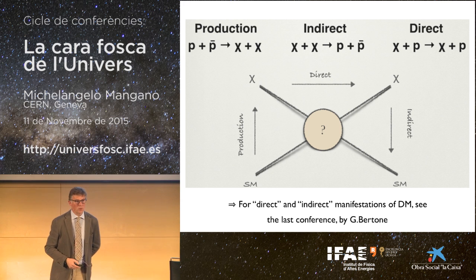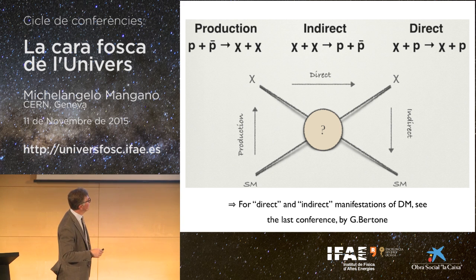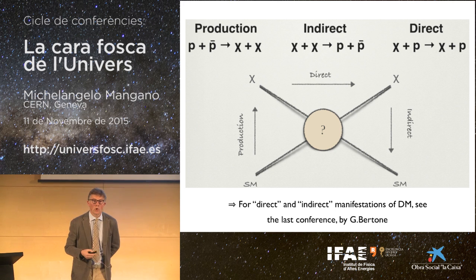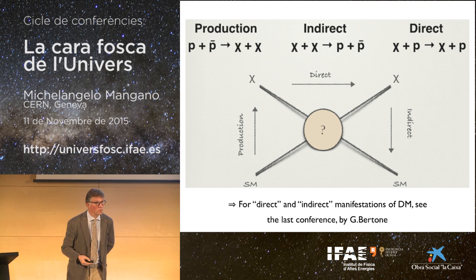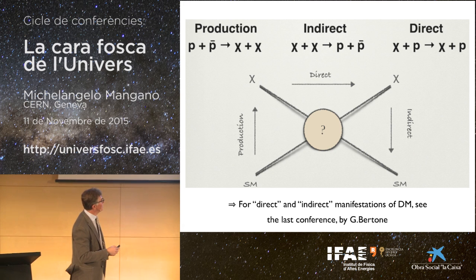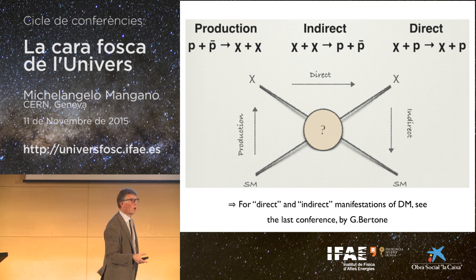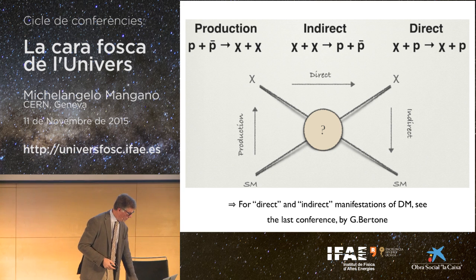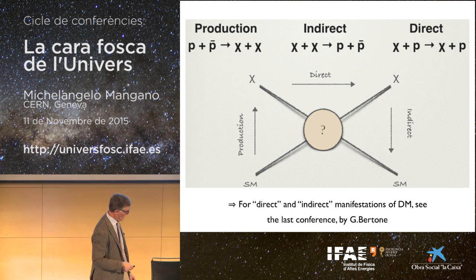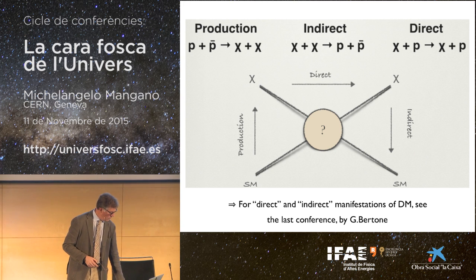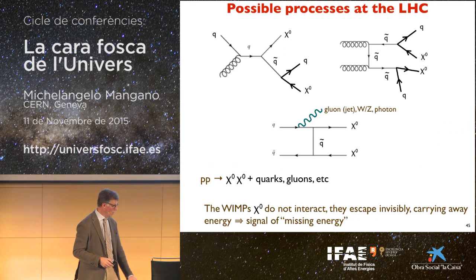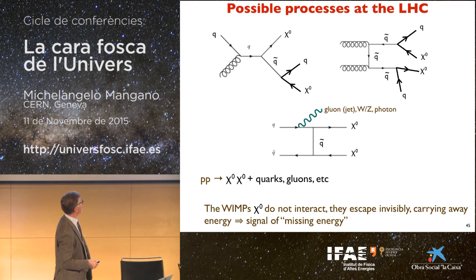So starting from the same underlying theory, and here is a question mark in the initial blob because we don't know exactly what it is, that's what we want to find out, but assuming that there is something that mediates these interactions between dark matter and the Standard Model particles, we would have access to these three possible probes of dark matter. And again, the direct and indirect searches will be discussed by Bertone next time.